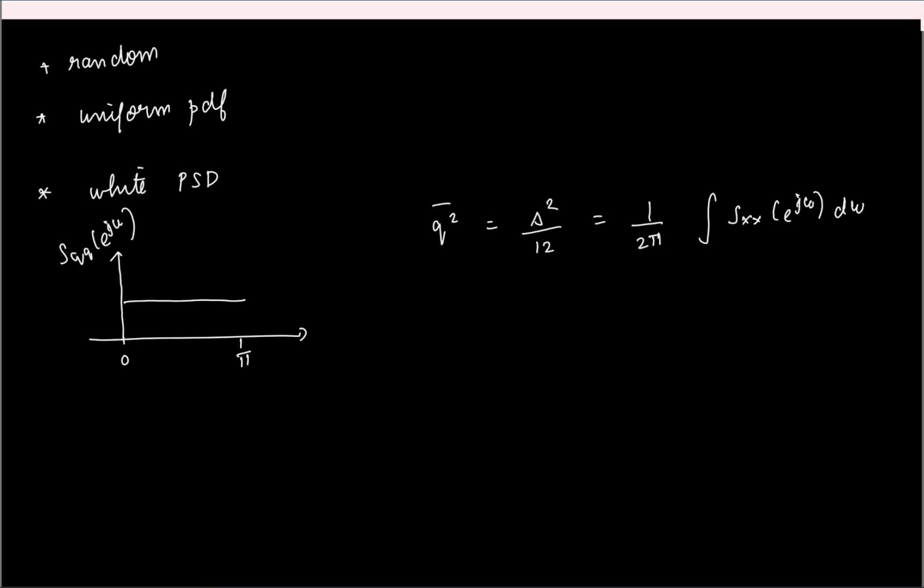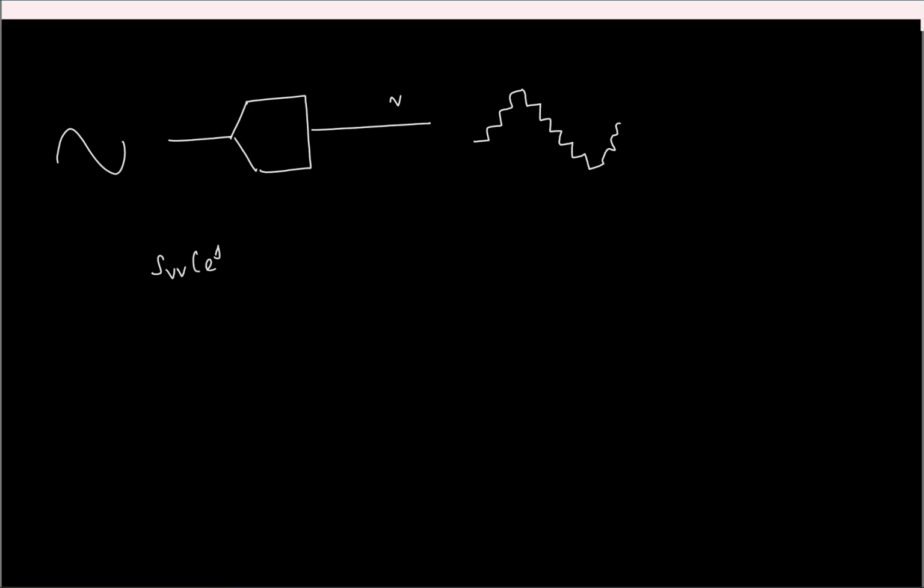Now if I apply a sinusoidal input, I'll get a quantized sinusoid at the output. So now what I'll have to do is to take the power spectral density of the output, S_PV of e power j omega. I'll take a single sided power spectral density going from 0 to pi.